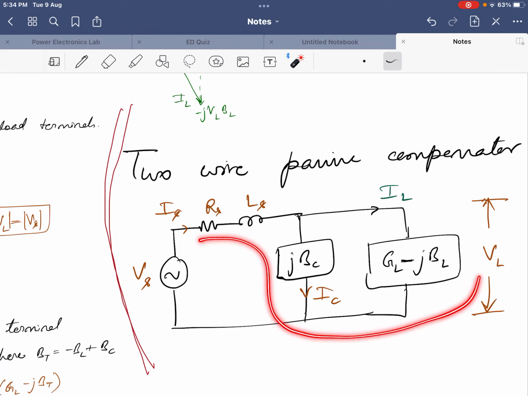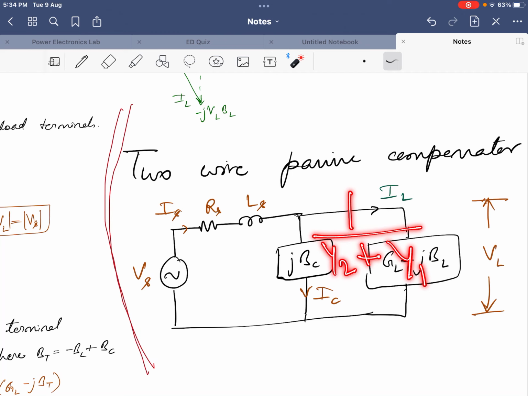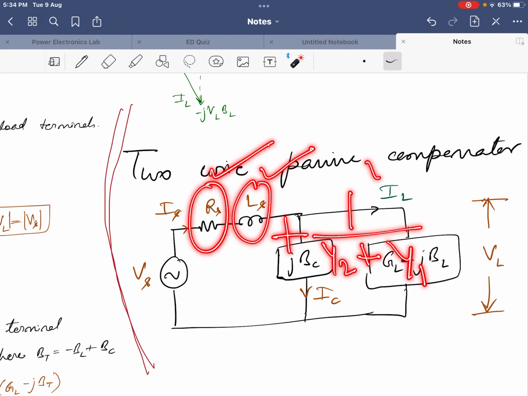Now the total impedance is the sum of these two, right? If these two are in series, then R plus JXL will be the impedance here. And since these two are in parallel and represented as admittances Y1 and Y2, we just need to add these two. And 1 by the admittance will be the Z, and this will be added with this term and this term. So there will be an addition of three terms: 1, 2, and 3.